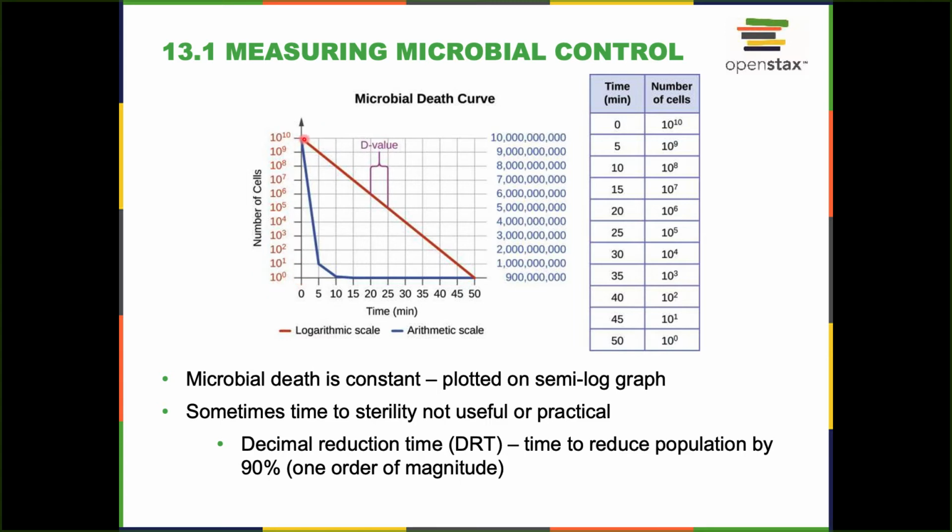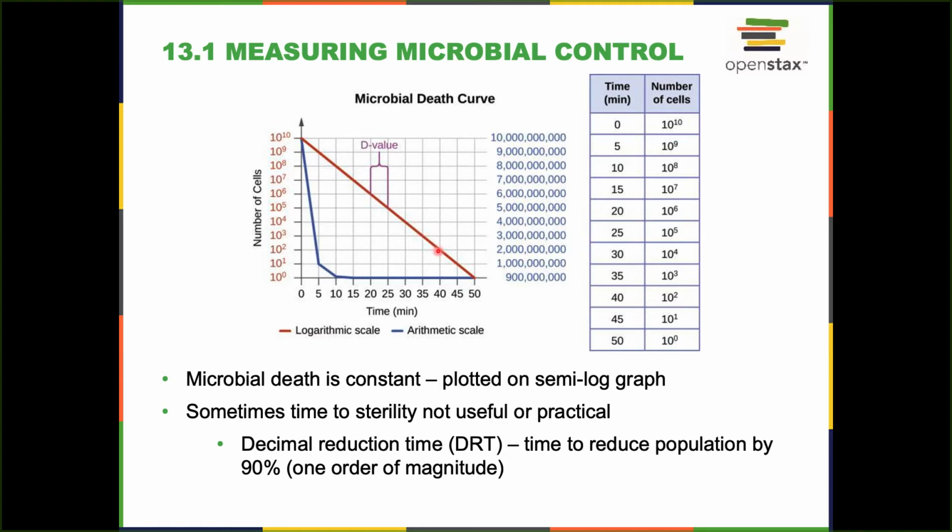Often we'll say a 1 log difference, we're looking at a decrease of 90%. And so sometimes when we're talking about microbial control, we refer to something called a decimal reduction time, just the time it takes to reduce a population by 1 order of magnitude, by 1 log, by 90%. Let's look at this graph. Here we have 10 to the 6 at 20 minutes, 10 to the 5 at 25 minutes. So for 1 log difference, or 1 order of magnitude, or 90%, it takes 5 minutes. Now that we know that, if I say, how long does it take to go from 1,000 to 100?